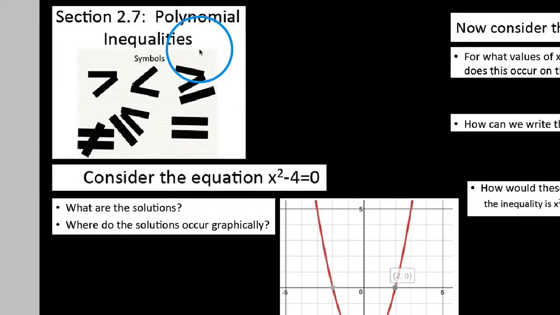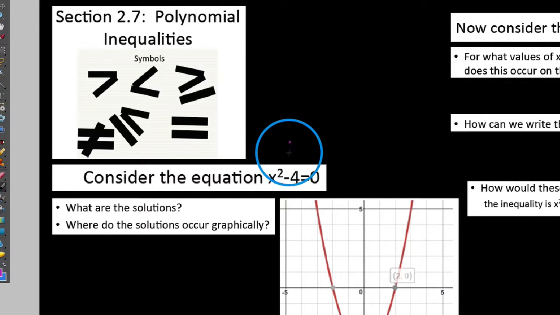Okay, YouTube, in this video we're going to introduce the concept of a polynomial inequality. And so to do so, what I'd like to do is start by considering polynomial equations and talk about how we find their solutions, and then maybe interpret what we mean by a polynomial inequality. So let's go ahead and start by considering this equation that I've left us here.